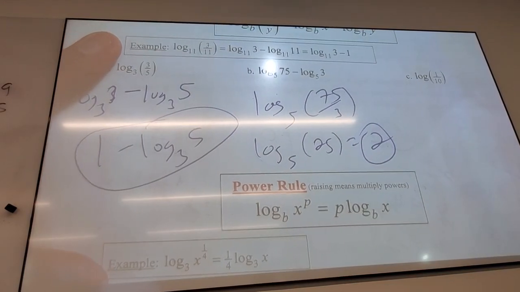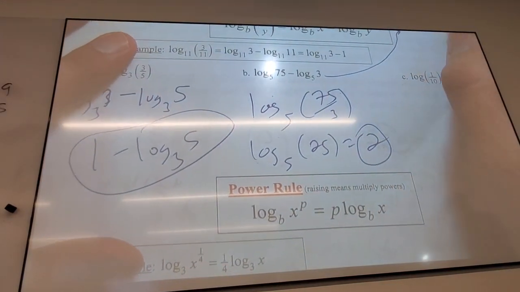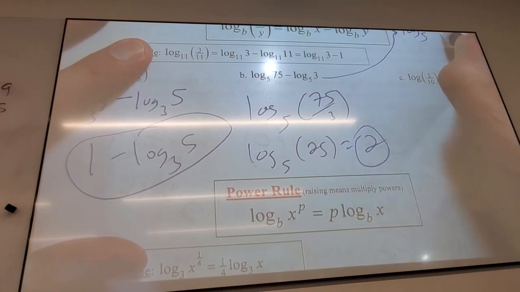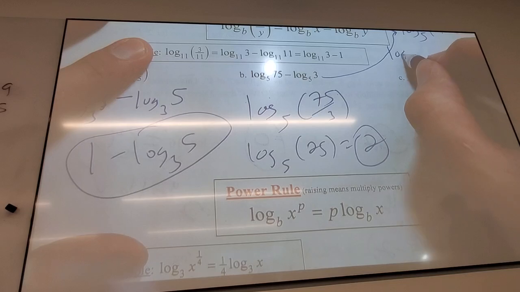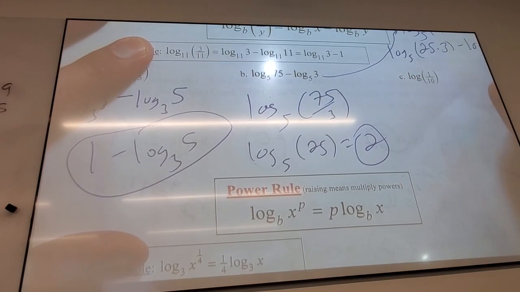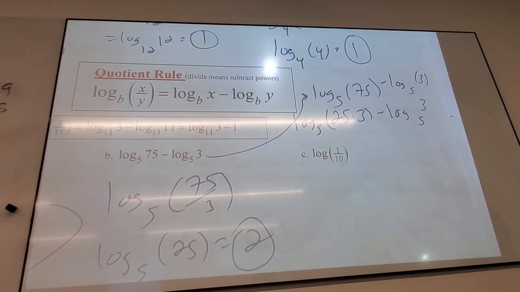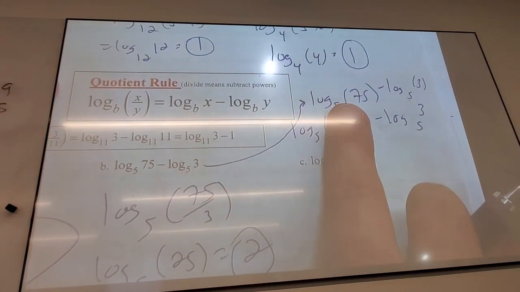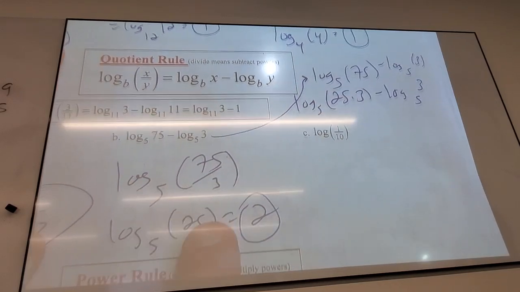Let me do this a different way. Let me do it using rule number 1 up here. Can you break 75 up? You break it up a certain way. Isn't 75 25 times 3? Right? You guys can tell me. I'm sorry. I can break up 75 as 25 times 3. Is that cool? By the way, I'm done with this problem, yes?